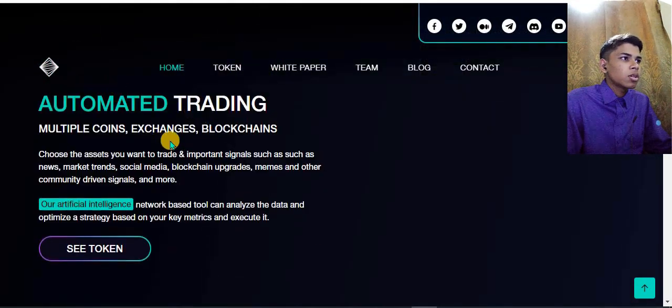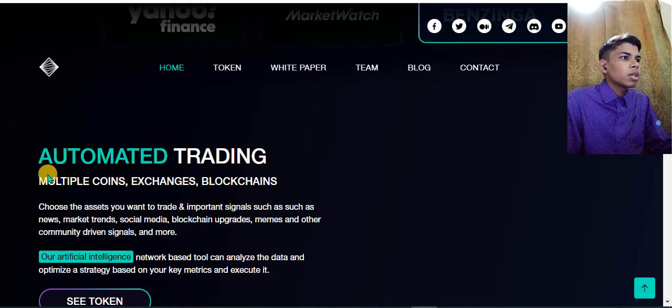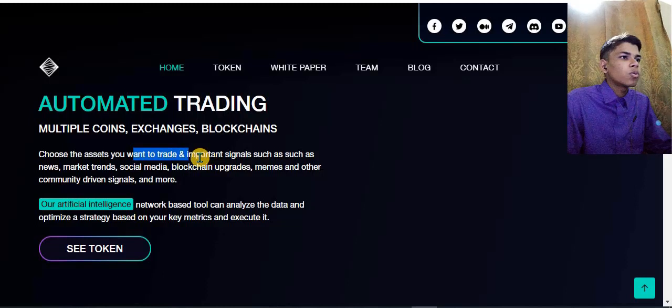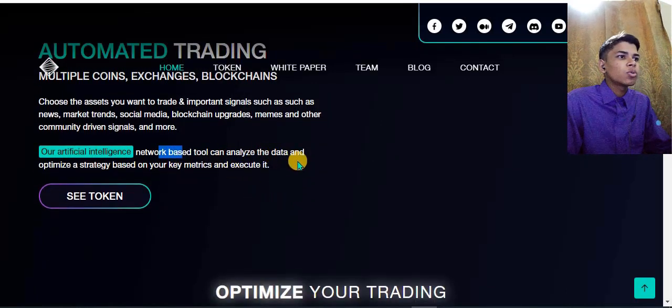So enter this page, scroll down and see automated trading, multiple coin exchange, blockchain. Choose the asset you want to trade and important signals such as news, market trends, social media, blockchain upgrades, memes and other community-driven signals and more. Our artificial intelligence, this is the Protocol All token artificial intelligence network, based to analyze the data and optimize.